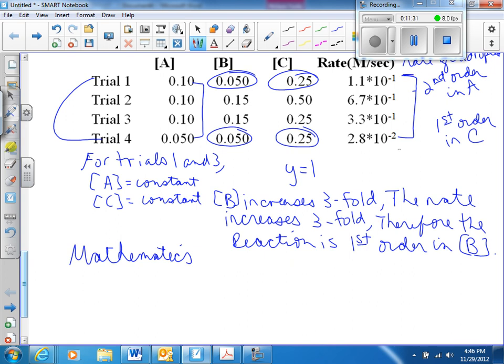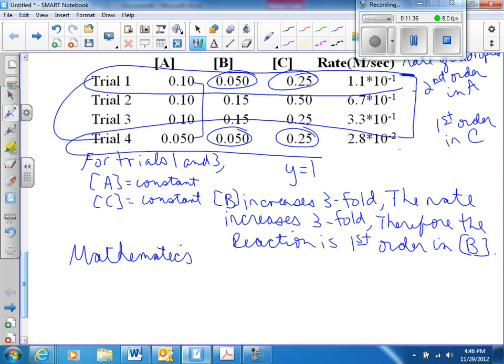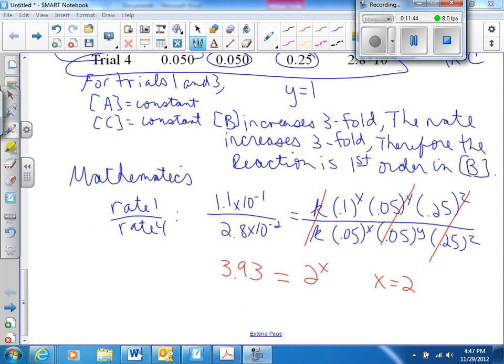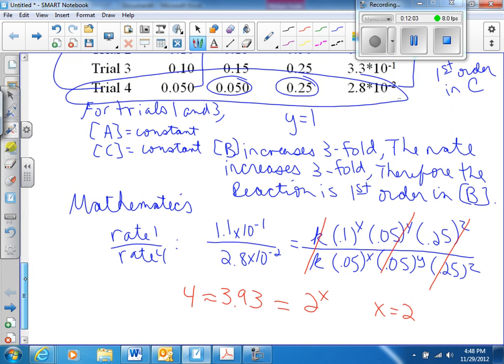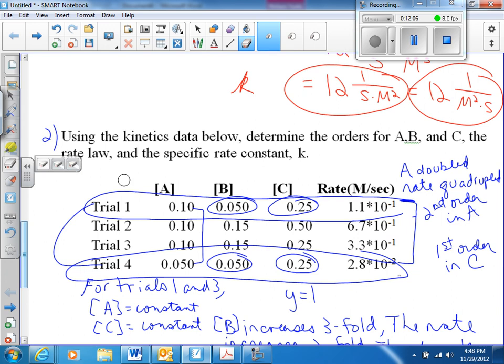And note in trial 1, the rate is faster. So rate 1 over rate 4, and I'm going to pause this and put everything in. Quick note here, so I've done rate 1 over rate 4. You come out with 3.93 equals 2 to the x. 3.93 is close enough to 4 to make the assumption that that rate ratio is actually 4. Okay, I'm going to now look for another rate 2 experiments to look at.